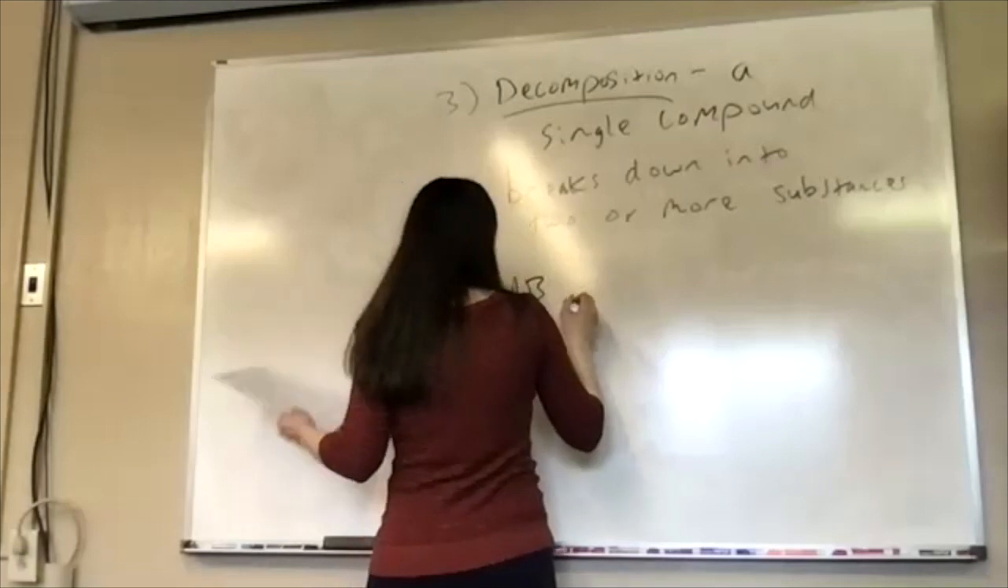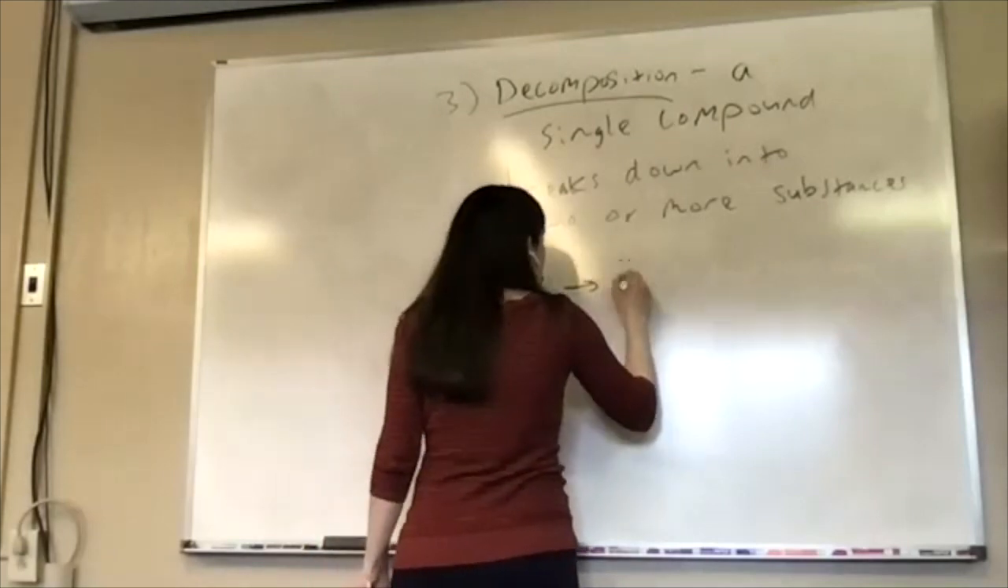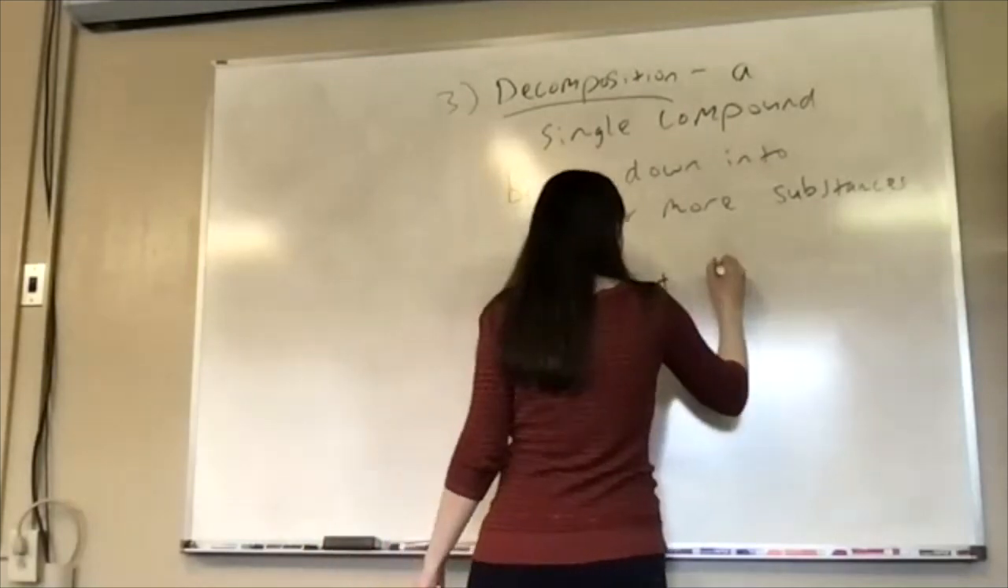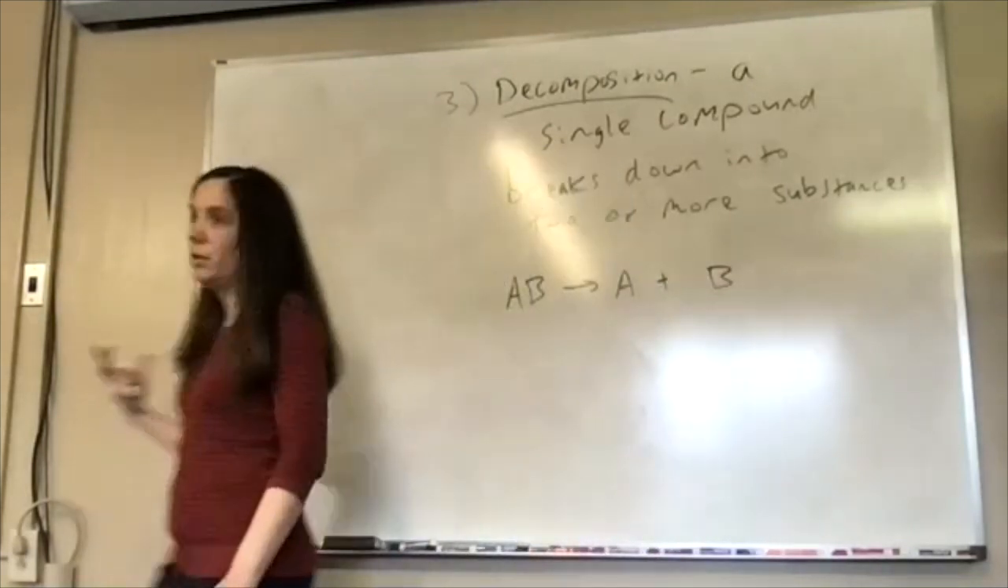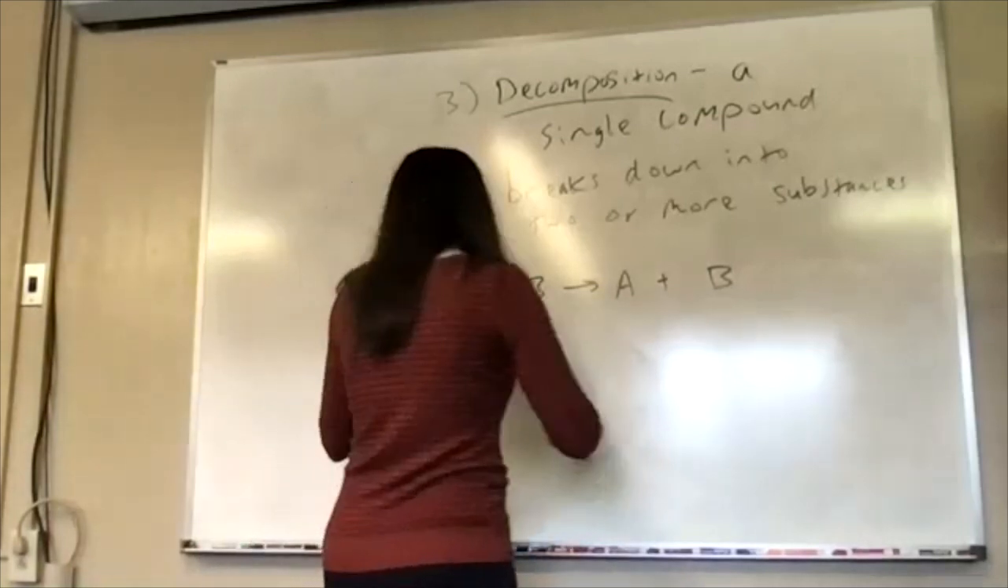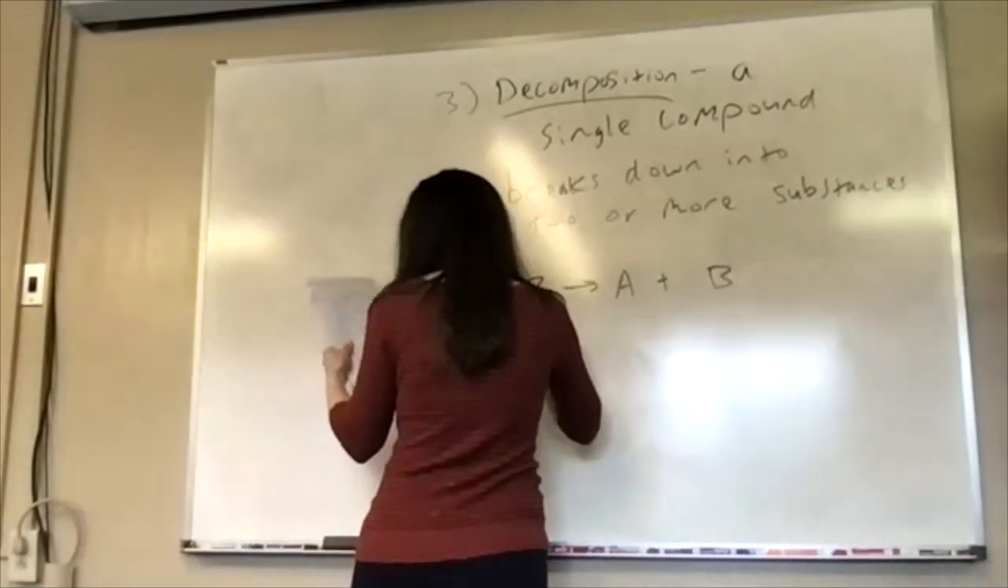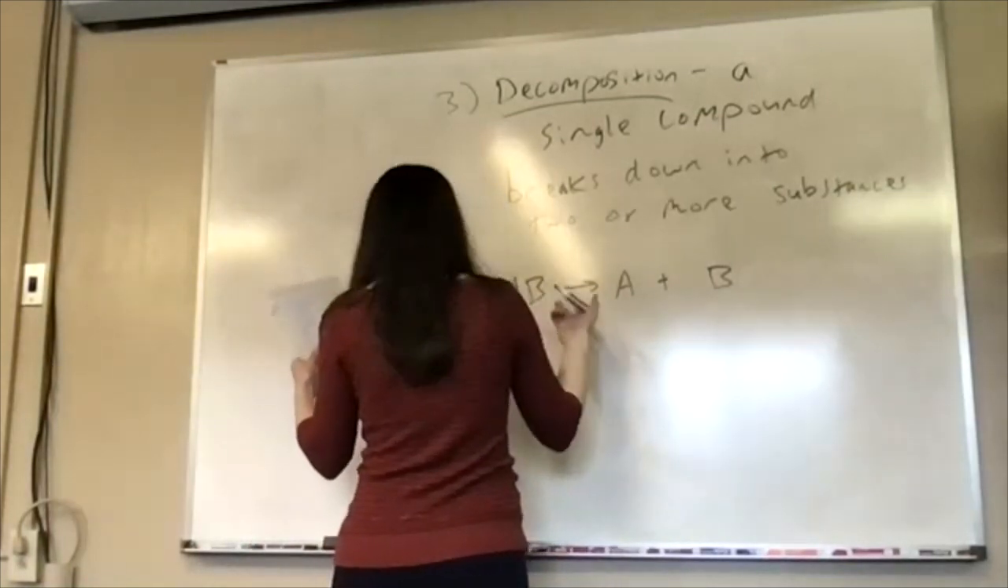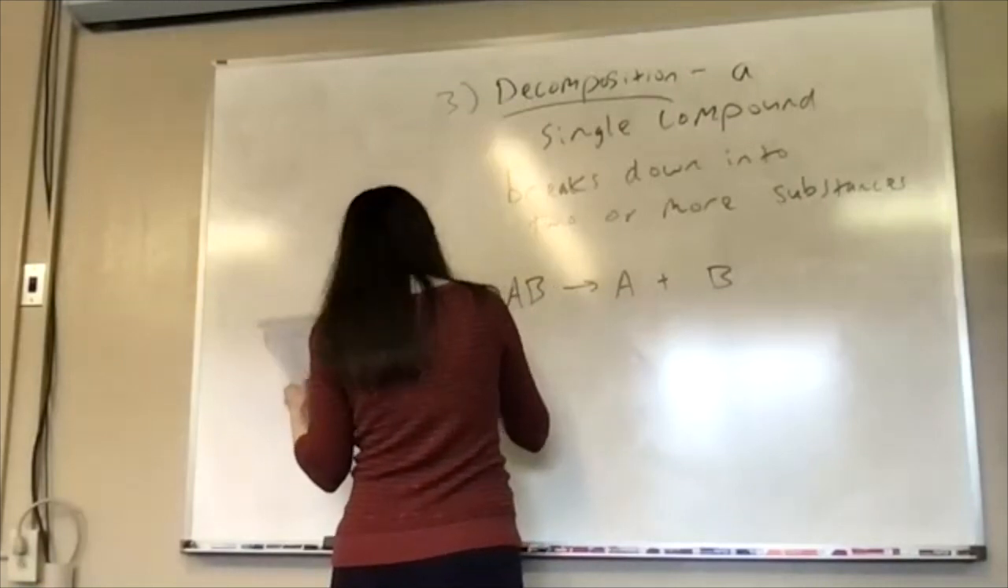Generically, it looks like this. You have compound AB separating into elements A and B. So you start with 1, you end with 2 or more. An example of that would be what happens in airbags in cars when they're deployed.